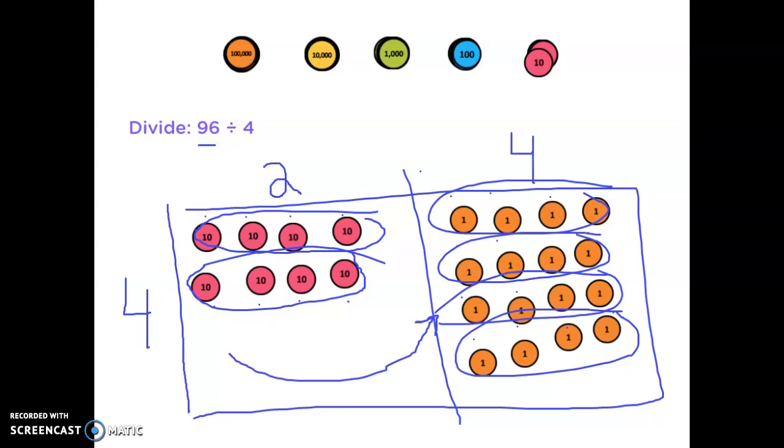Since this 2 is in the tens place, I can write it as 20. Add my answers together, and that gets me 24.